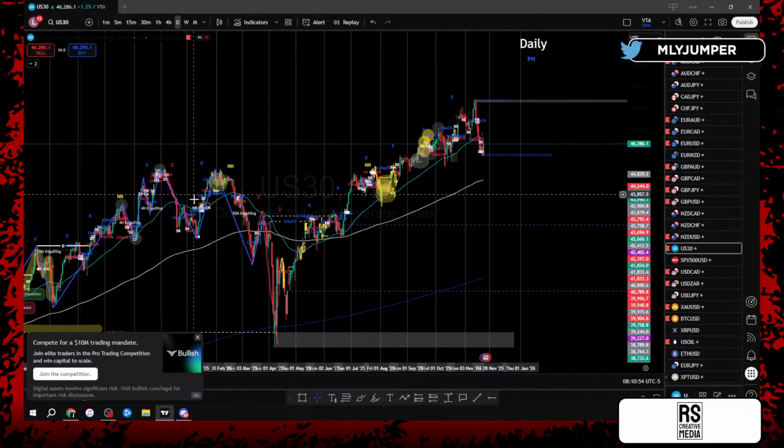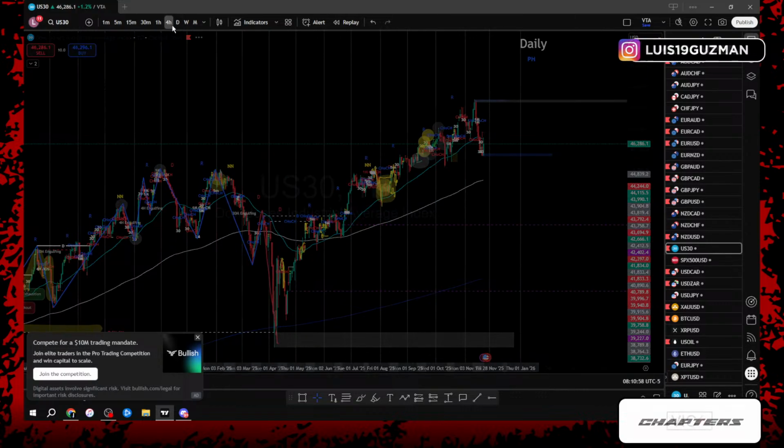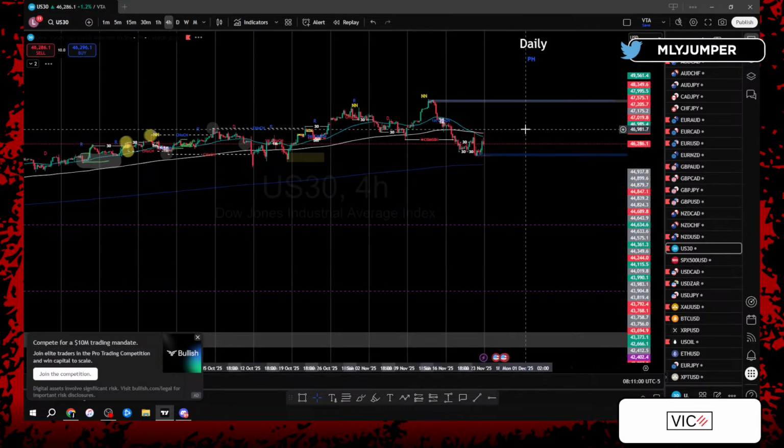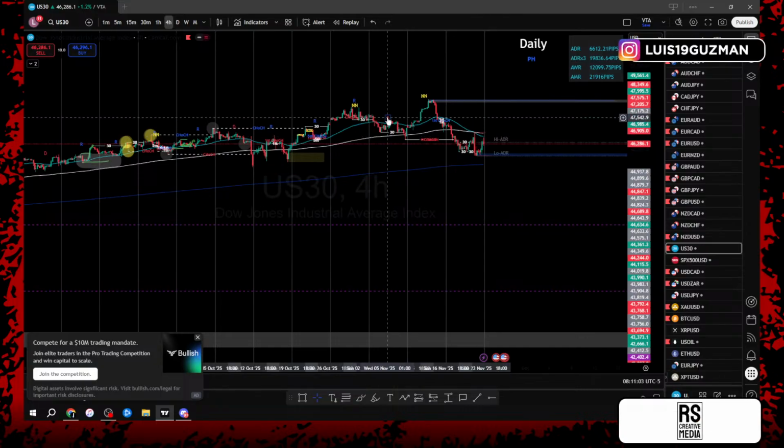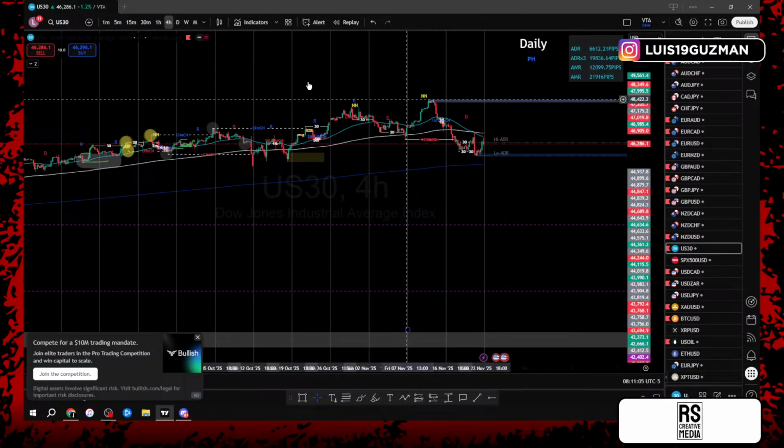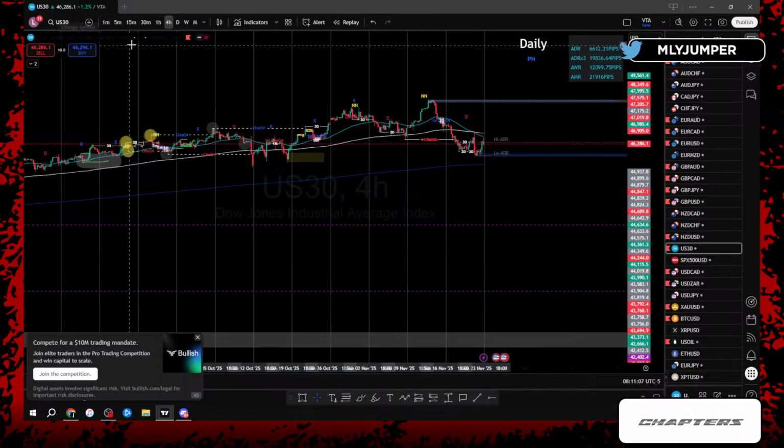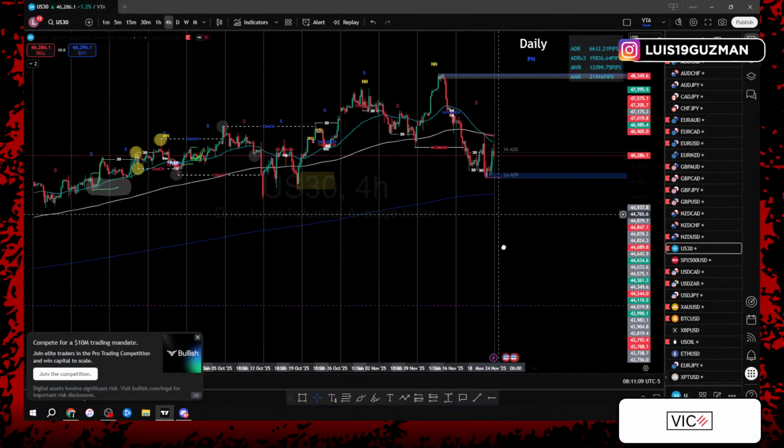So, US30, we're in peak high territory. We're still trading at a higher high. On the 4-hour time frame, we have a week of drop, so no continuations. Still making 4-hour lower lows and lower highs. We just made a lower low here.